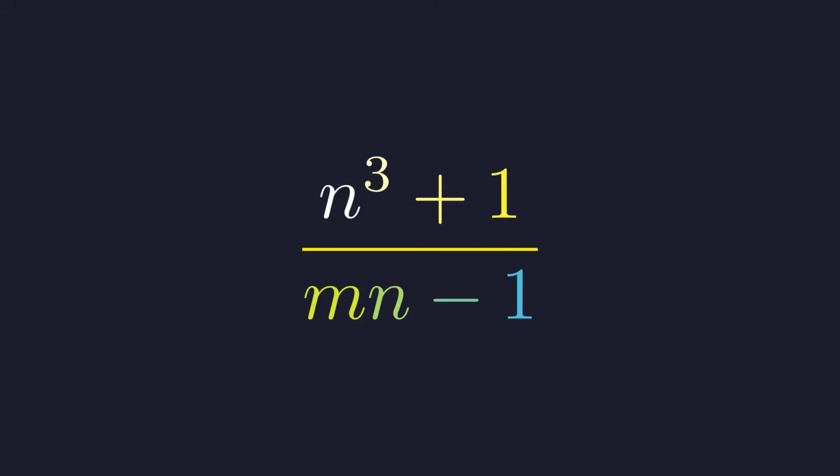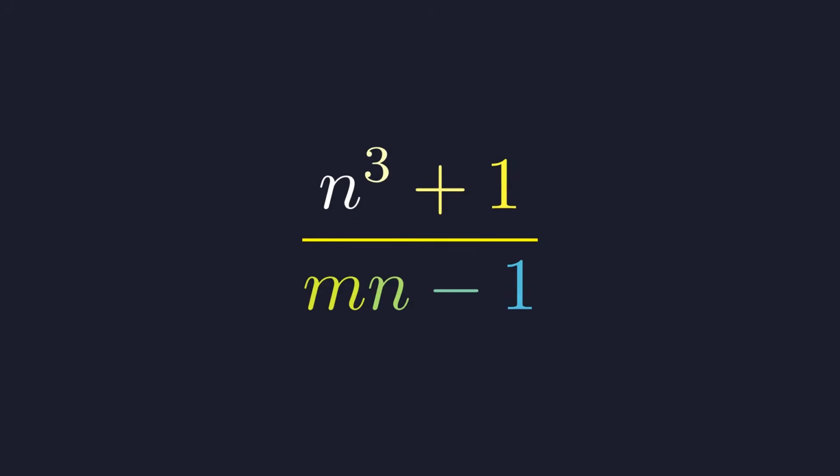This problem appeared in the 1994 International Mathematical Olympiad, the World Championship of High School Mathematics. It's a puzzle that feels impossible until you find the hidden key. Our mission, together, is to find all positive integer pairs, m and n, that make this fraction a whole number.